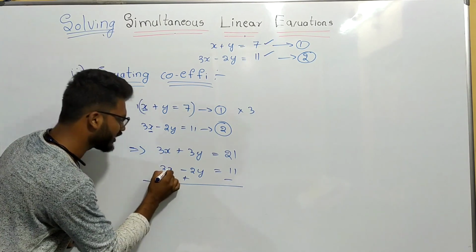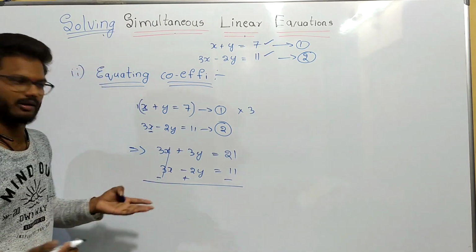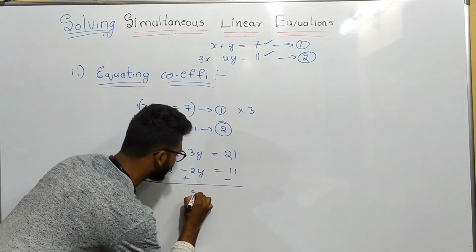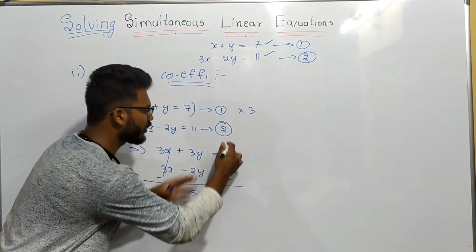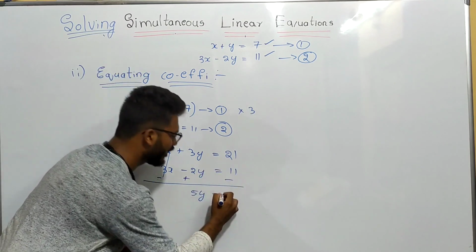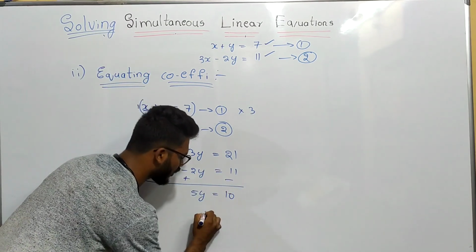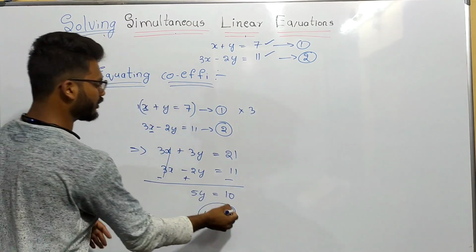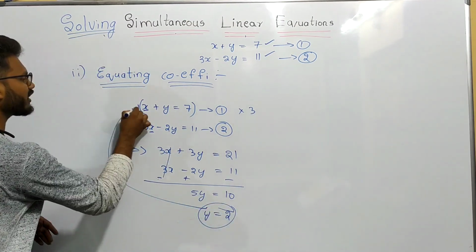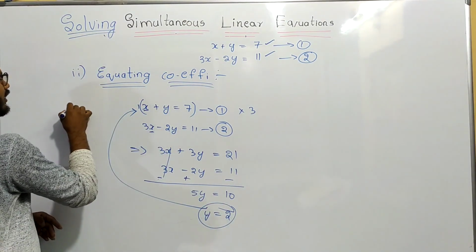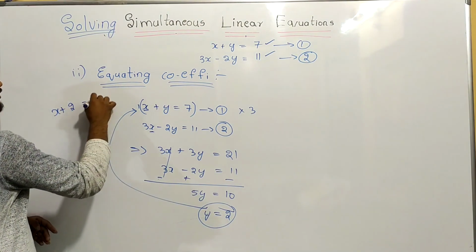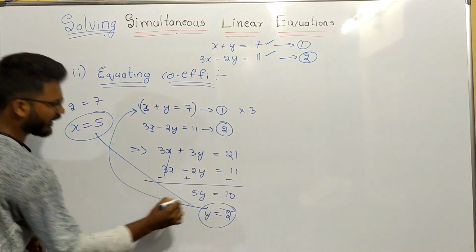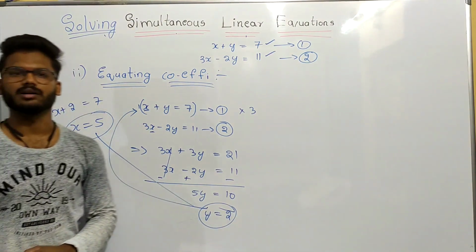3x minus 3x will get cancelled, nothing will remain. 3y plus 2y, how much is it? 5y is equal to 21 minus 11, it is 10. So 5y is equal to 10, again y is equal to 2. Again substitute y in the first equation. What will you get? x plus 2 is equal to 7, x is equal to 5. So again you got the same result.